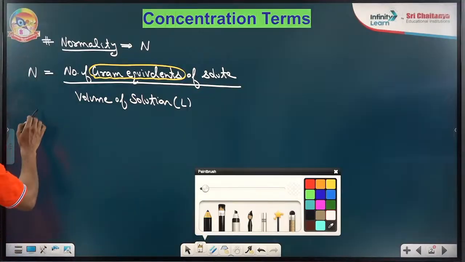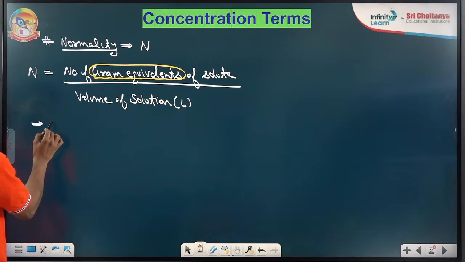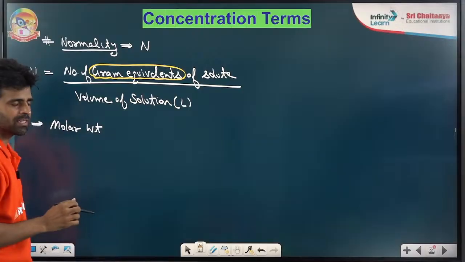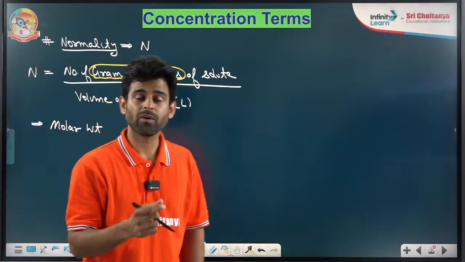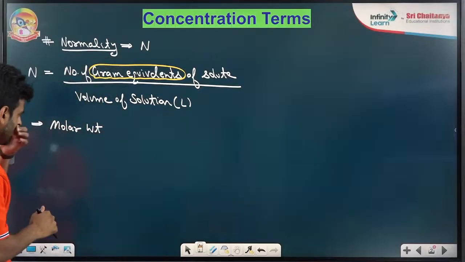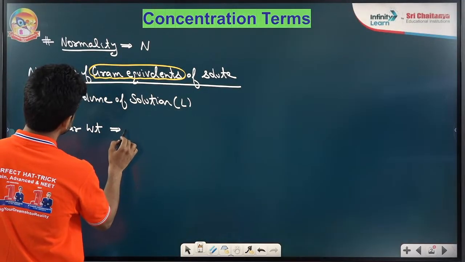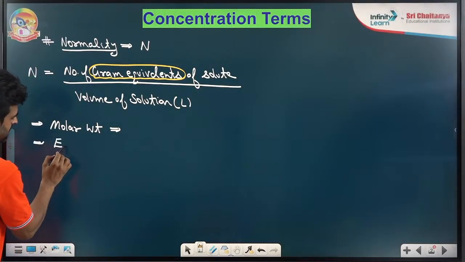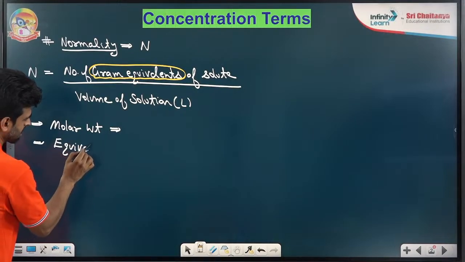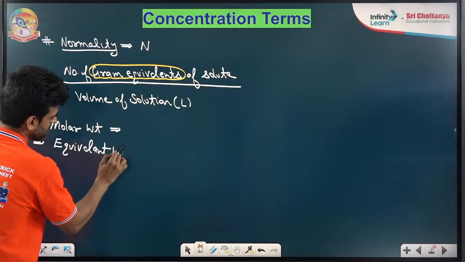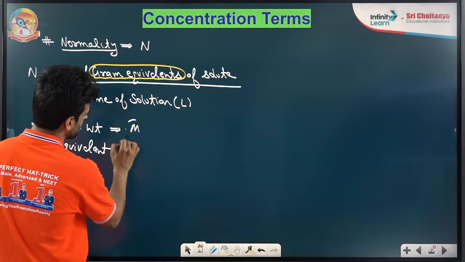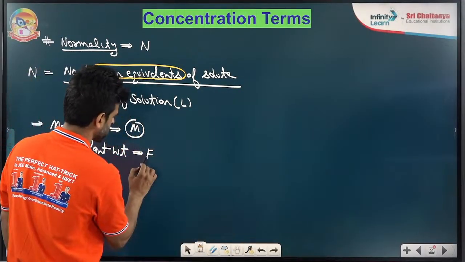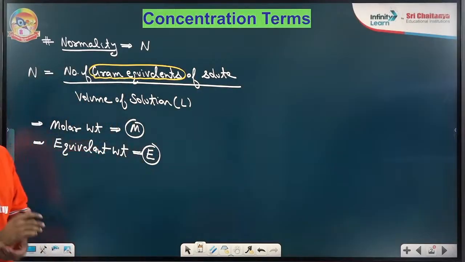Up to now, you have seen the molar weight, right? Molar weight is the weight or mass of 1 mole of a compound. Normally I was showing it by M. Similarly, there is one more term, equivalent weight. This will be our next topic in detail. I am showing this by E. E is your equivalent weight.